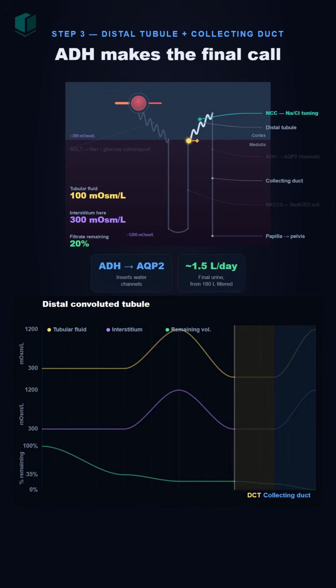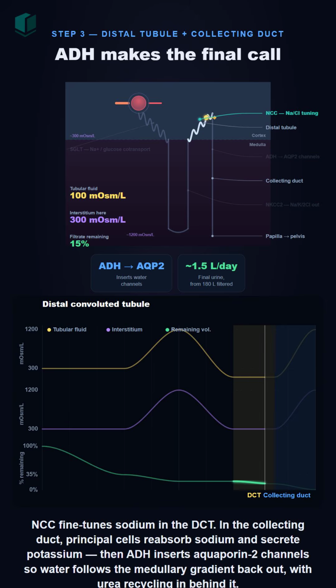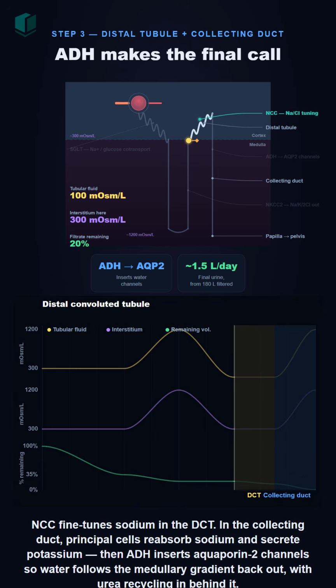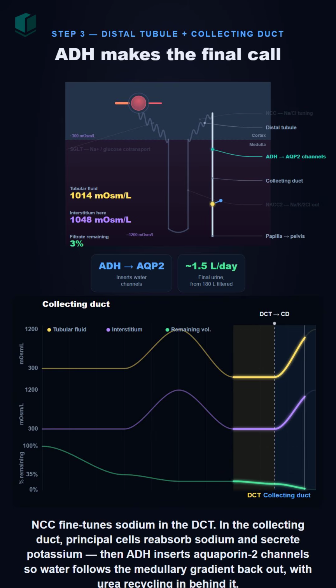The droplet reaches the distal convoluted tubule, where the transporter NCC fine-tunes sodium reabsorption. In the collecting duct, principal cells reabsorb sodium through channels tuned by aldosterone and secrete potassium in exchange. ADH makes the final call, inserting water channels called aquaporin 2, so water follows the medullary gradient, with urea recycling back in. What started as 180 liters of filtrate leaves as about 1.5 liters of urine.